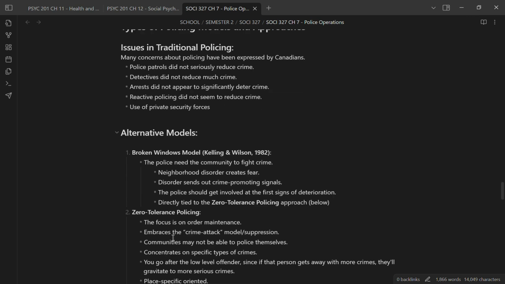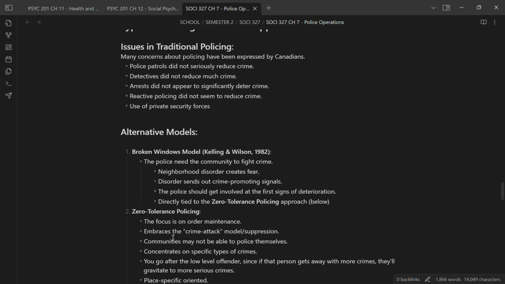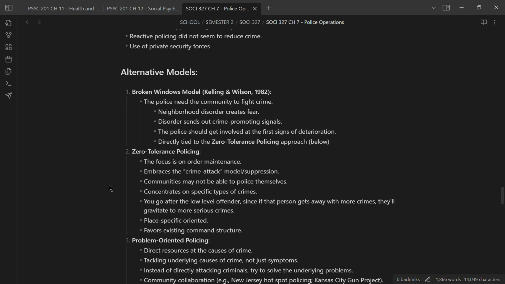So the issues with traditional policing is, police patrols don't really do much to reduce crime. Detectives don't really do much. Private security forces are kind of messing up the system, etc., etc. So there are a bunch of different models, and the first two are kind of linked. This is the broken windows model, and below that, the zero tolerance policing model, right?